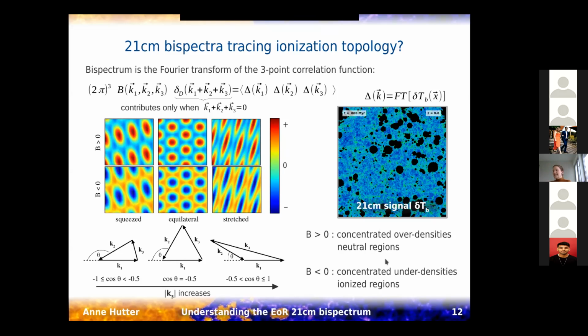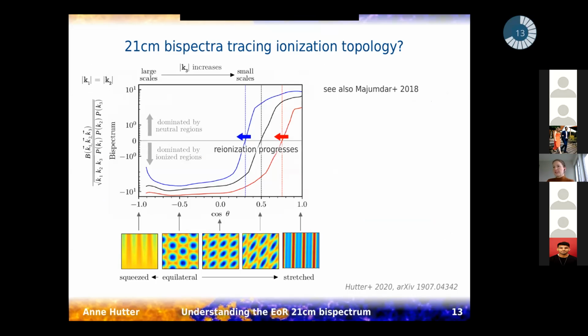And this is exactly what we see when we start plotting it. What we're plotting here is, we're still talking about isosceles triangles, so the k1 and k2 vectors have the same length. And then in this plot, the third vector goes from large to small scales. So that is in real space. And here you can see the shapes in real space that they would correspond to.